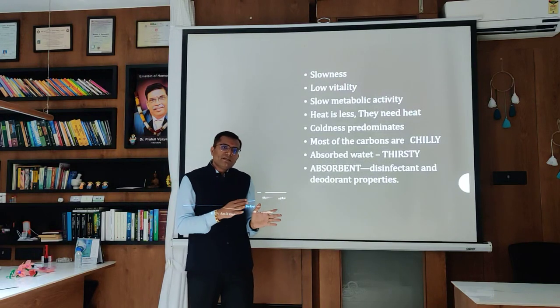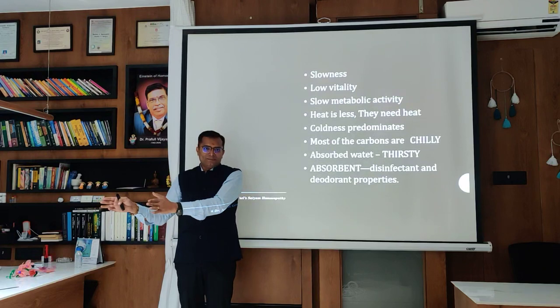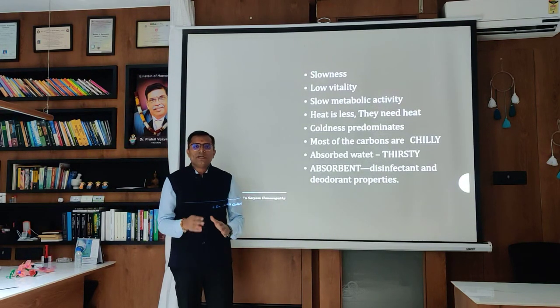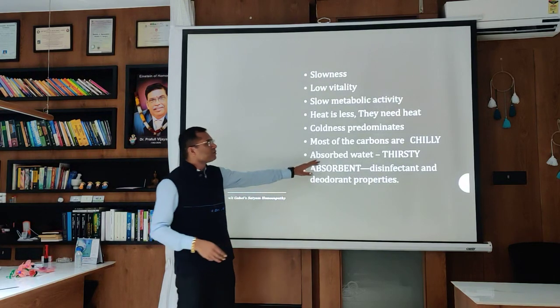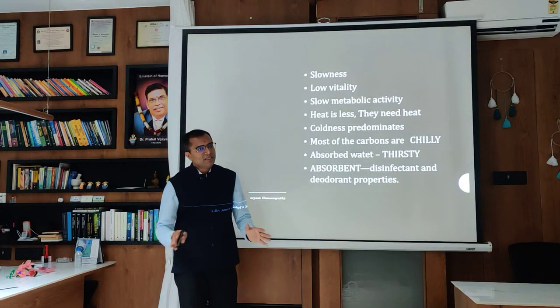So there is no heat. So there is something. See, there is no light, so there is darkness. In the same way, there is no heat, there is something called coldness. So coldness predominates, and that coldness is the most common form of the carbon. So most carbons are chilly.